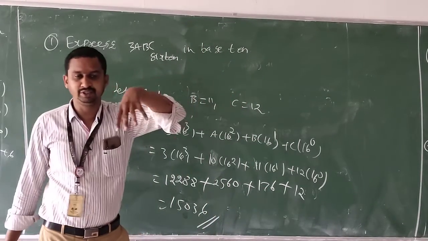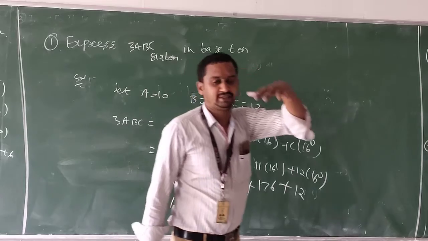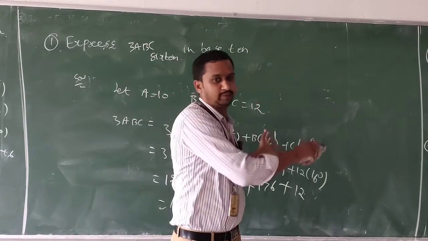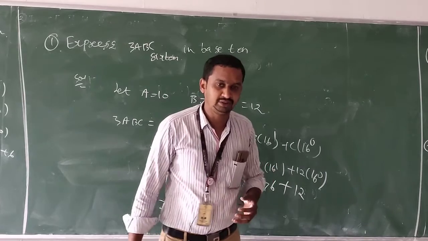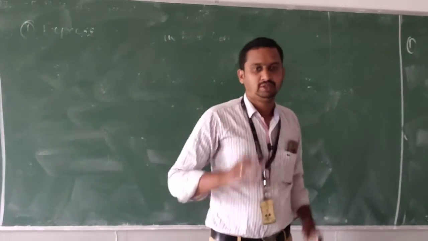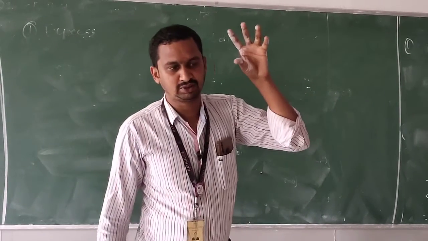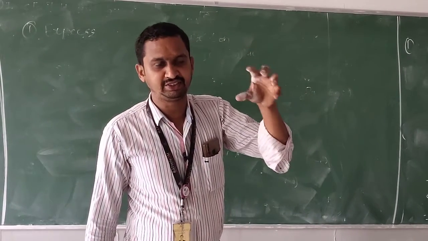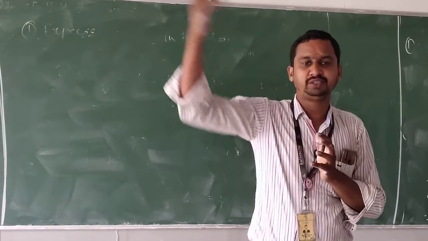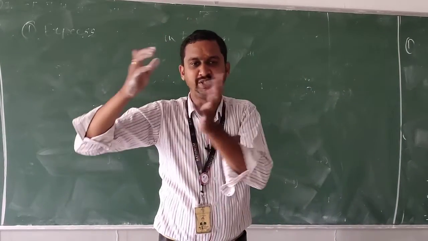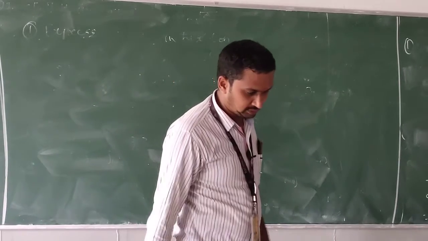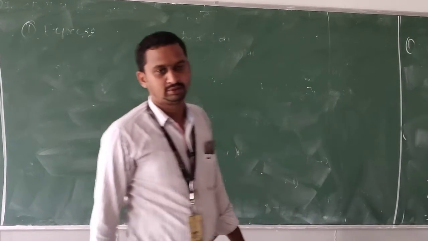Next, the next type is converting from base 10. See the next type of problem: your previous type was base to base conversion, 2, 8, 16 converted into base 10. Now here the problem is base 10 converted into binary digits, base 2, base 16, base 8. See only one example, any one problem. Okay, now express those simple problems.